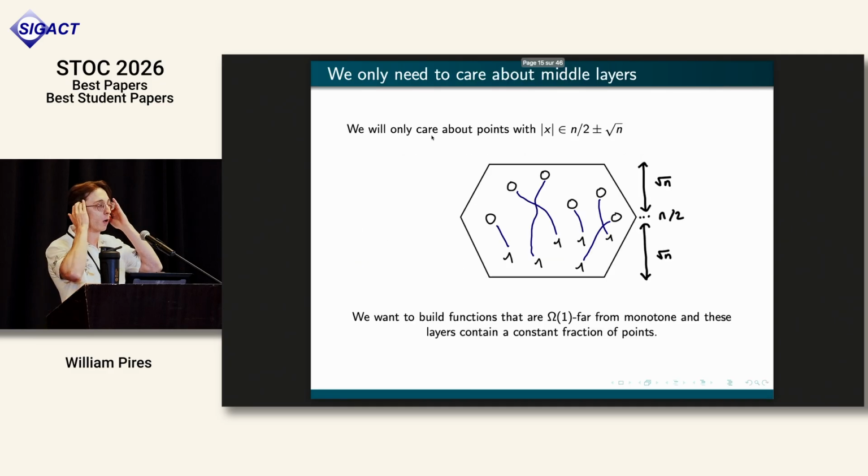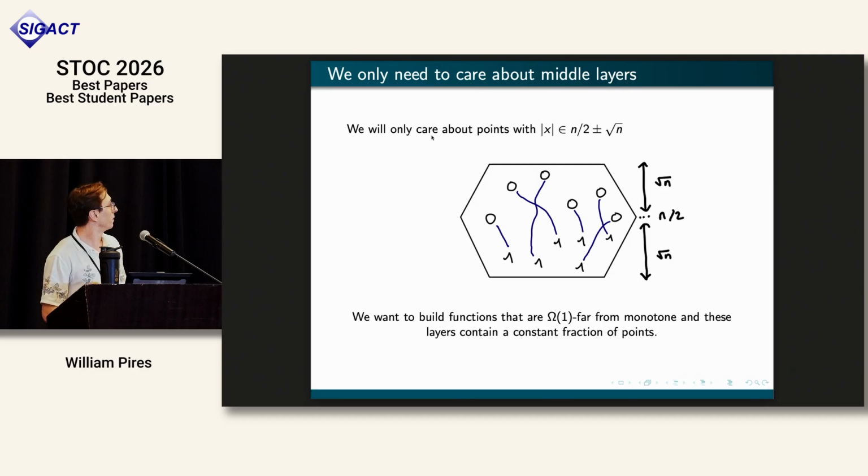So one thing is we want to build functions that are constant far from being monotone. For this, we're going to focus on the middle layers of the hypercube, which are points with Hamming weight n/2 plus or minus root n, because these layers have a constant fraction of the points in the hypercube. So all the action in the lower bound is going to happen in these layers. For the rest of the talk, I'm going to ignore what's above and what's below in the hypercube, and I'm always going to use this hexagonal shape to represent the middle layers.